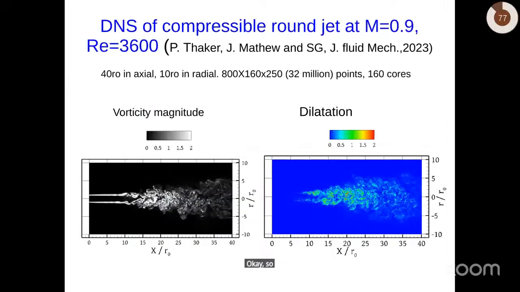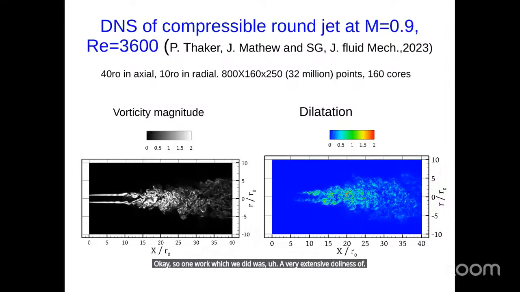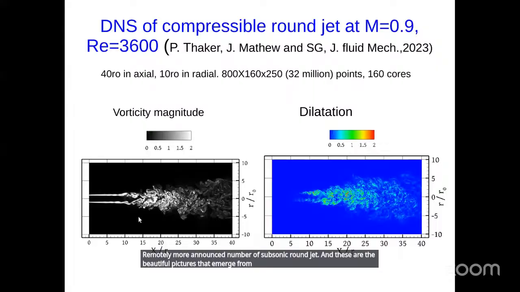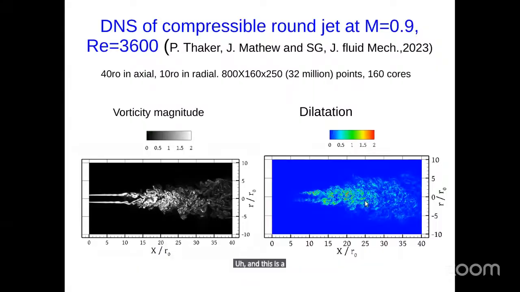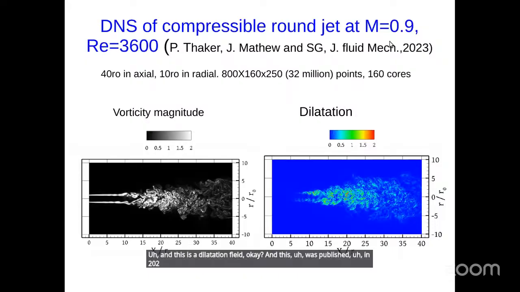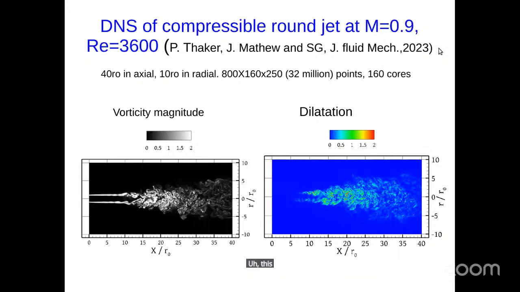Okay, so one work which we did was a very extensive DNS of a relatively low Reynolds number subsonic round jet, and these are the beautiful pictures that emerged from the DNS. That is a vorticity magnitude field, and this is a dilatation field. This was published in 2023 in JFM. This is a very nice paper if you want to look into it.